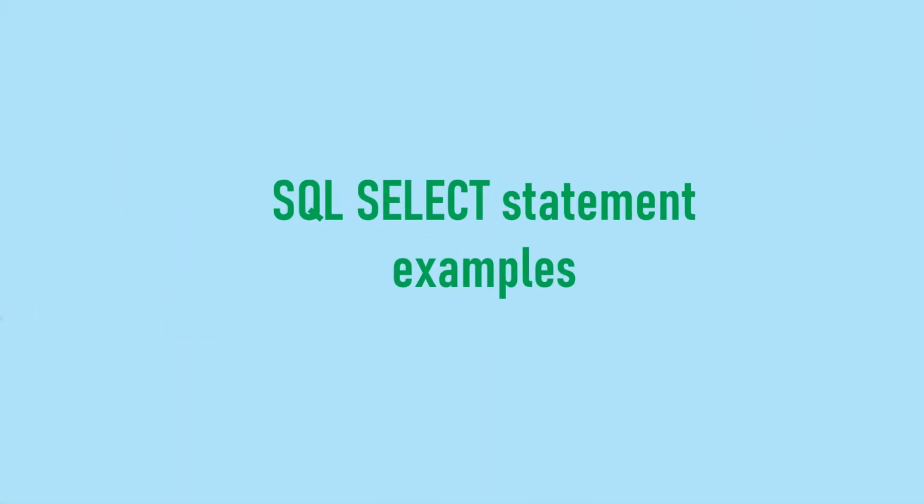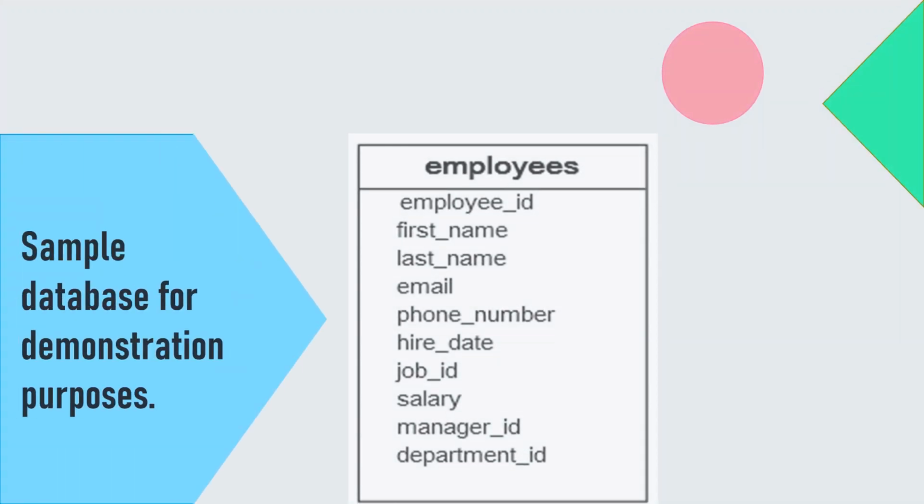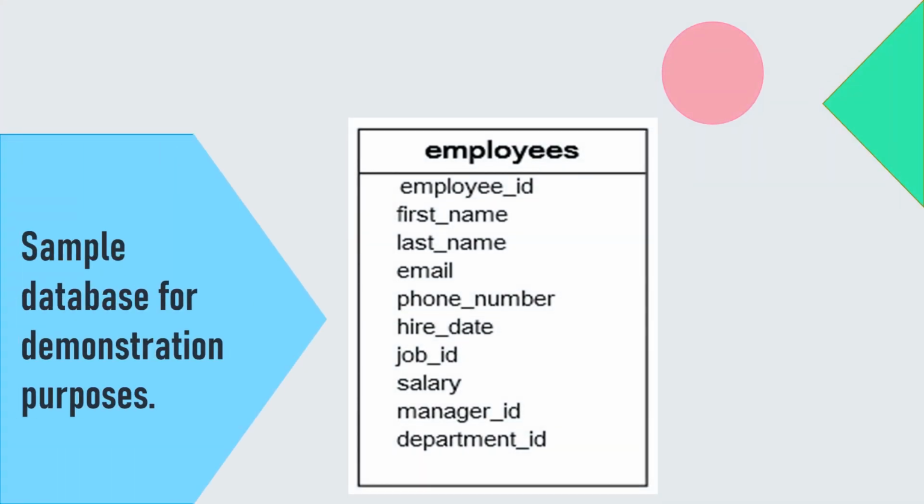Let's see the example queries of SQL SELECT statements and the resultant set of records that are displayed after execution. This is the sample database taken for demonstration purposes. Here the database relation is employees, and its attributes are employee ID, first name, last name, email, phone number, hire date, job ID, salary, manager ID, department ID.